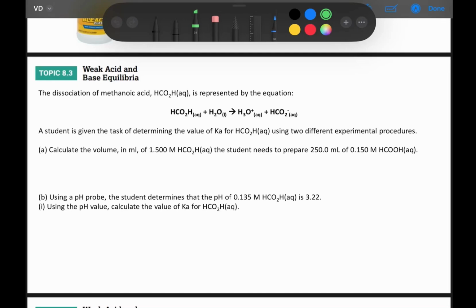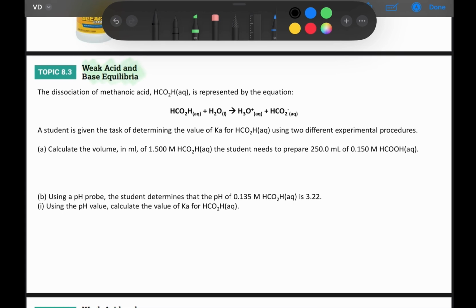Today we'll end up with section 8.3, which is all about weak acid and base equilibria. So let's start practicing some questions. Just pause the video, read the question carefully, and try it on your own before we solve it together.